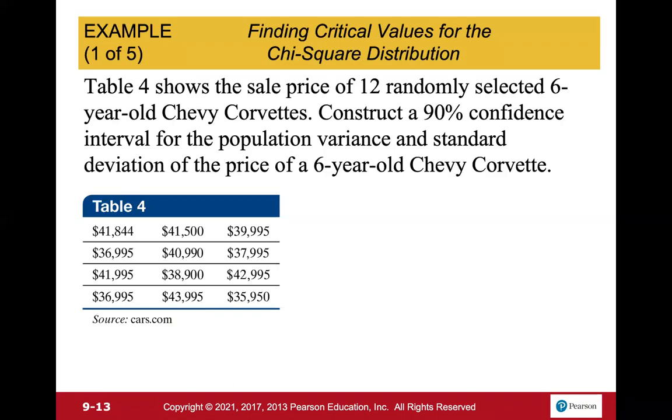All right, looking at this, table 4 shows the sales price of 12 randomly selected 6-year-old Chevy Corvettes. Construct a 90% confidence interval for the population variance and standard deviation of the price of a 6-year-old Chevy Corvette. Oh, and I think this is the data that we had last time that we kind of had a mistake on. All right, so from here, take a snapshot.